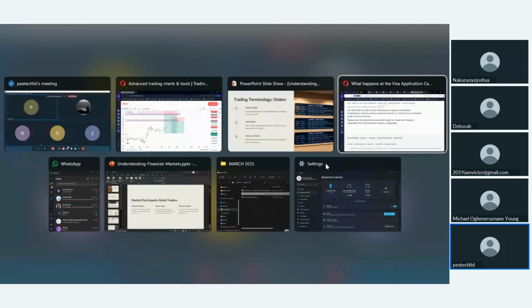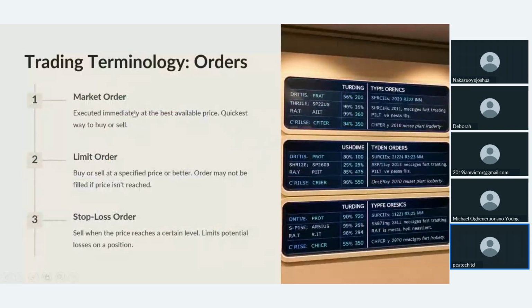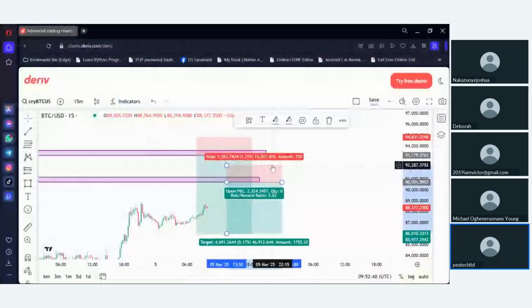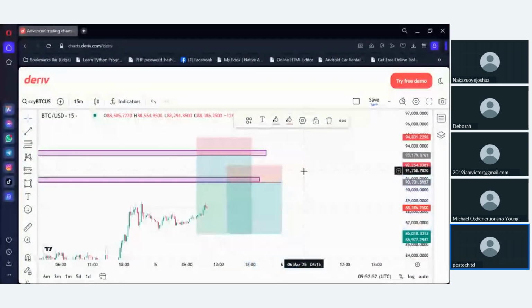So now let's continue from here. So we have discussed the limit order. Then we also have stop loss order, right? You sell when the price reaches a certain level, which limits potential losses on the position, is what I just explained. Stop loss order is this point that we say if the market should get here, pull us out of the market. We are no longer interested. The market has gone against us.